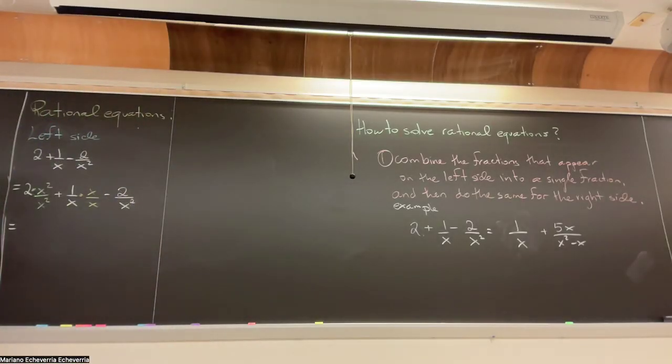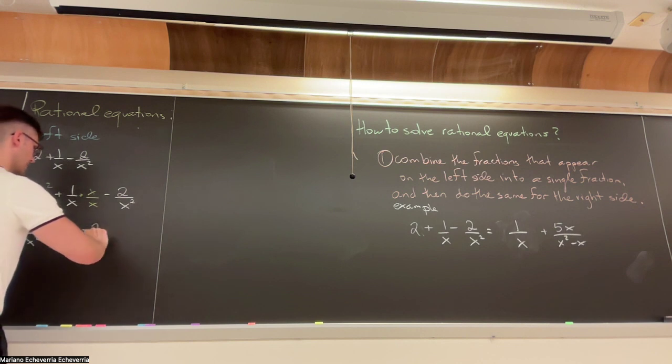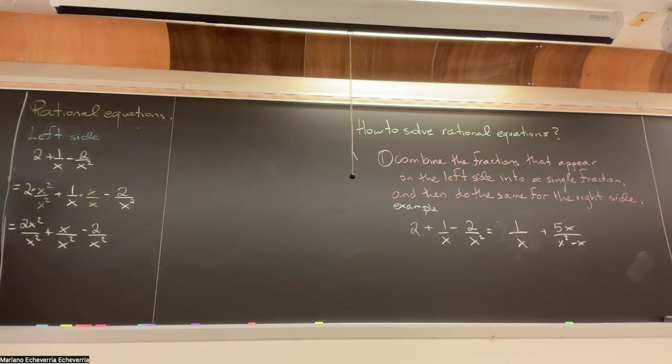So what do you get here? The numerator of the first term becomes 2x squared over x squared. The numerator of the middle one becomes x, and the denominator is now x squared. And the last one is minus 2x squared.